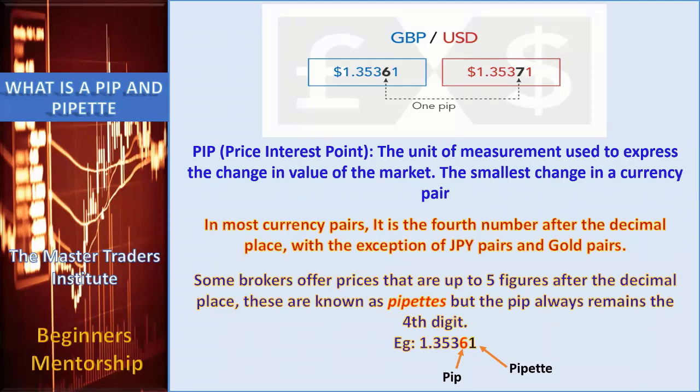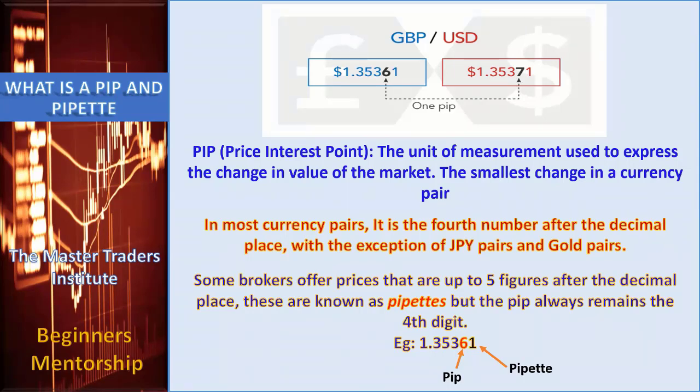Now, let's take a look at what we have on the screen. In most currency pairs, the pip is usually the 4th number after the decimal place, with the exception of JPY pairs and gold pairs. So almost all the major pairs, apart from JPY and gold, the pip is the 4th number after the decimal place.